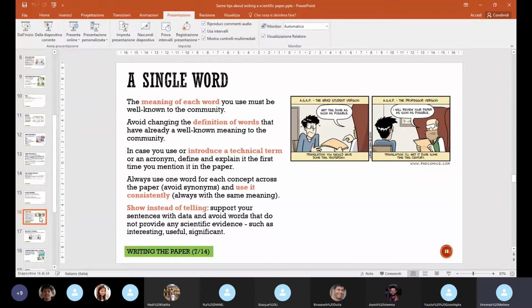I forgot to tell you also about the notion of acronyms. If you have a very long term to describe something, you can use an acronym, a short term to refer to that word. The first time you use the long word, you should introduce also the acronym and use it consistently across the paper. Okay.